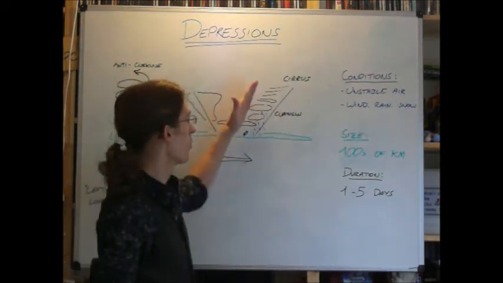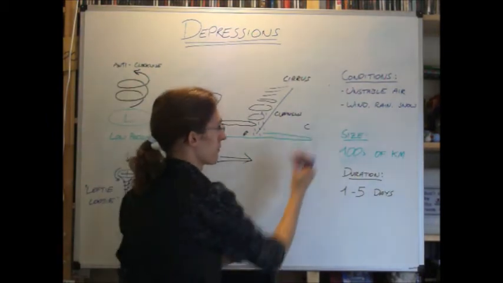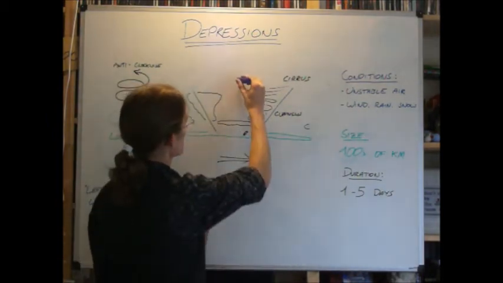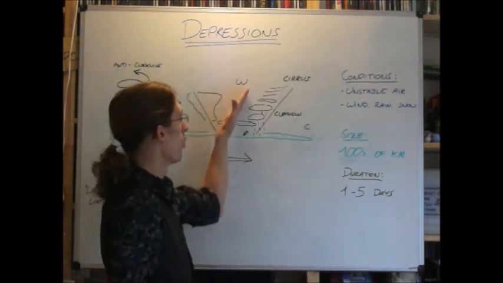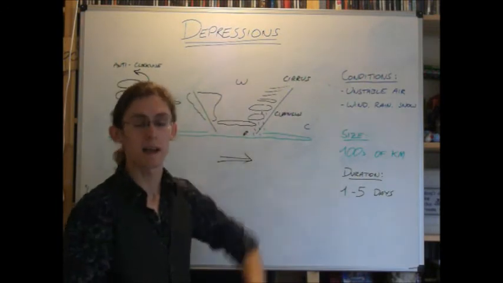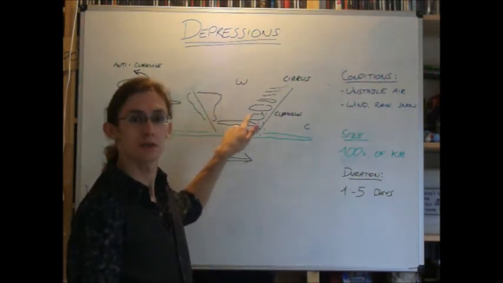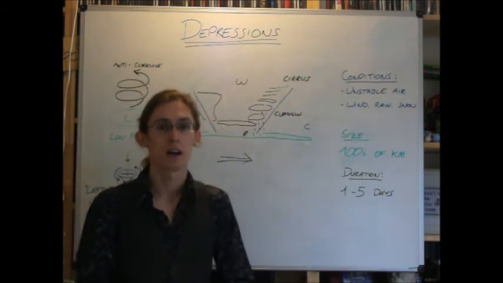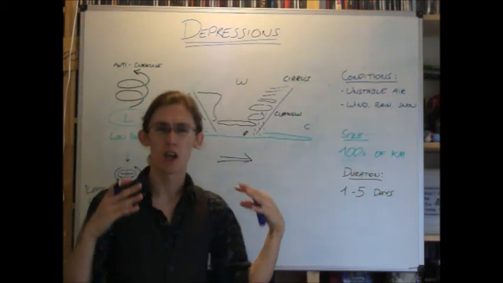So we get rain as the warm front comes in, because this is the cold air here. And the warm air is coming in. That is the warm front. It's the front of the warm air coming in. And then we get these called stratus clouds. And stratus clouds are from the Latin layer. It's just a thick, low cloud.